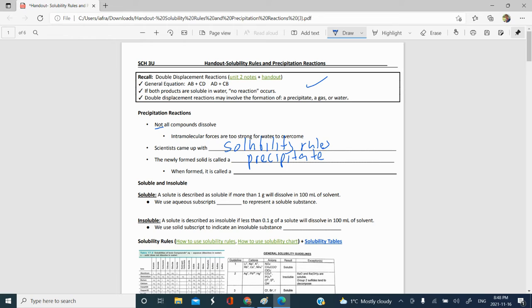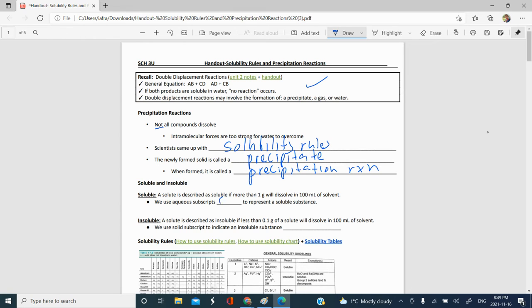And we call the reaction, when you get a precipitate forming, a precipitation reaction. So it's a special type of double displacement that will result in a precipitate or produce a solid. A few terms that we reviewed again were soluble and insoluble. Soluble, essentially, means it dissolves. Insoluble means it does not dissolve.